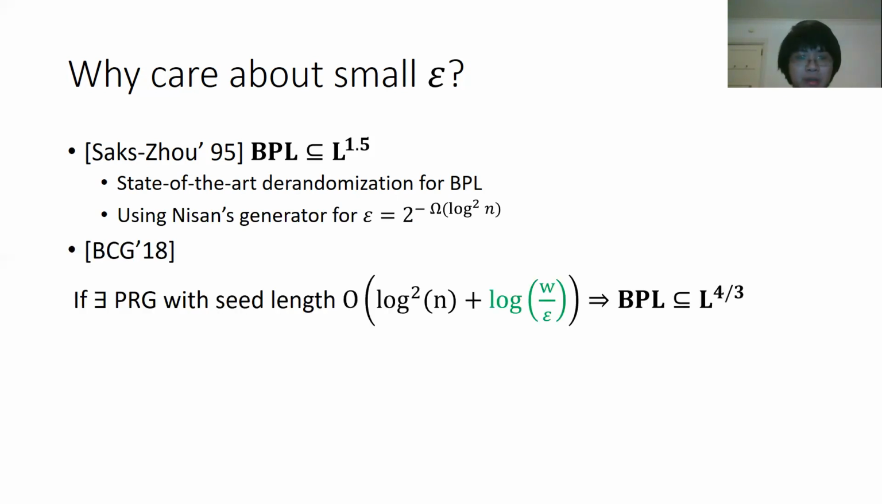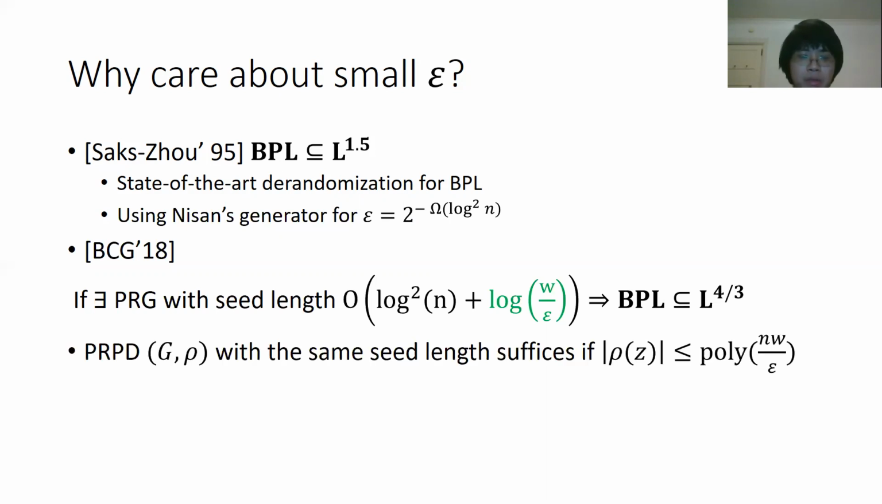And Braverman, Cohen, and Garg further show that if there exists a PRG with seed length log squared n plus log W over epsilon, which means if we can further remove the log W factor from this term, then following such a scheme, this will further imply that BPL is contained in log to the 4/3 space. And in our paper, we show that a pseudorandom pseudo-distribution with the same seed length suffices if there is a poly NW over epsilon bound on the weight of this PRPD.